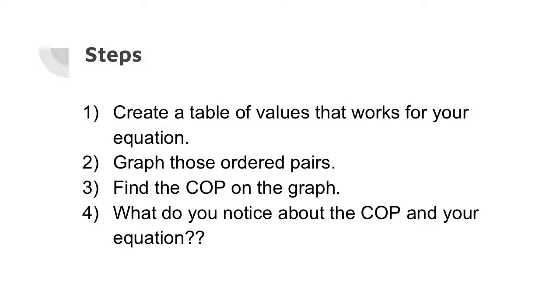First, we're going to create a table of values that works for your equation. Then we'll graph those ordered pairs. Then we're going to find the C.O.P on the graph, and then we're going to see if we can find some patterns that we notice about the C.O.P and our equation.